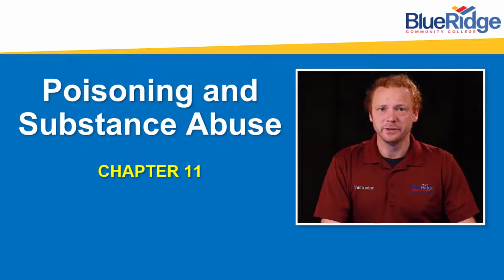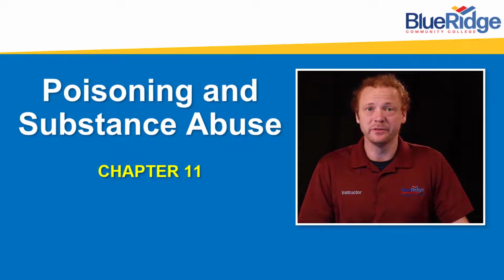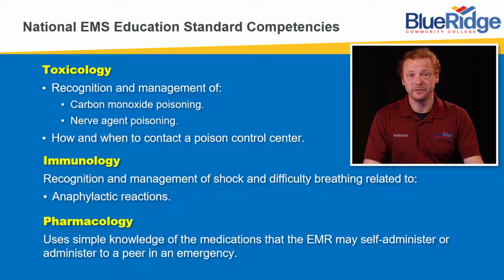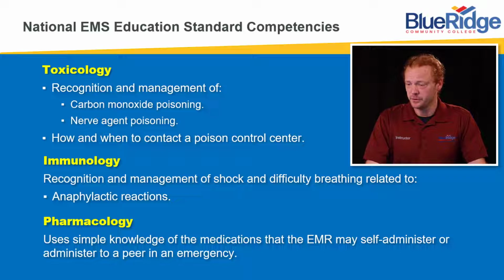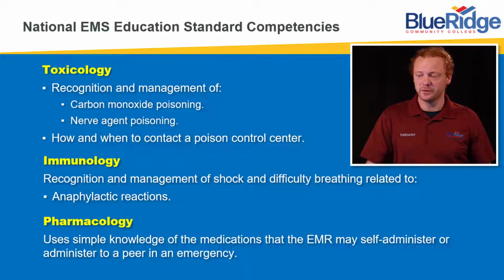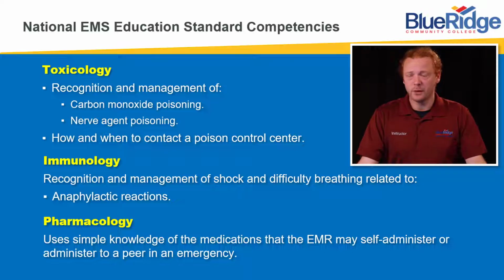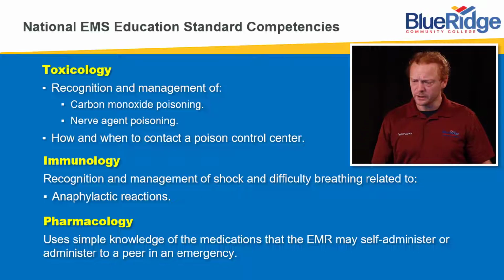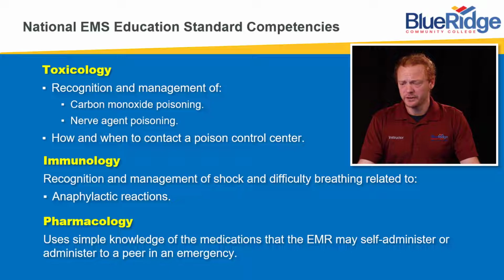Welcome to Chapter 11, where we're going to be going over poisoning and substance abuse. Some of the competencies and familiarities that you should obtain or achieve during this chapter per the National EMS Education Standard. In toxicology, recognition and management of carbon monoxide poisoning and nerve agents poisoning, how and when to contact Poison Control Center. And immunology, recognition and management of shock and difficulty breathing related to anaphylactic reactions.